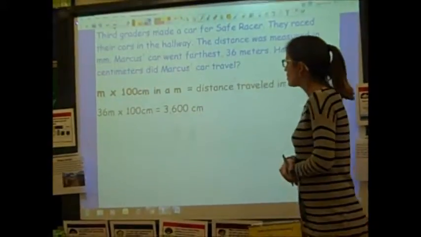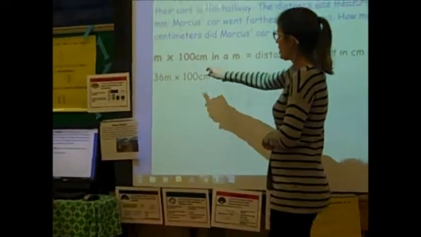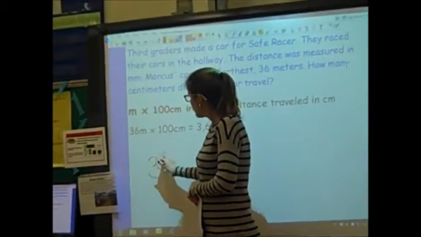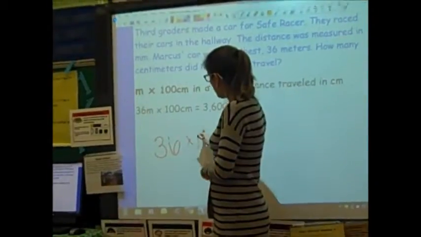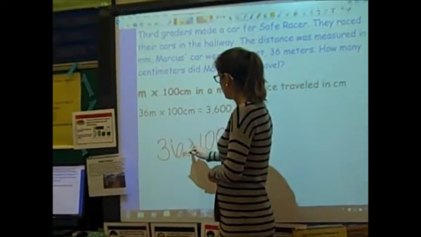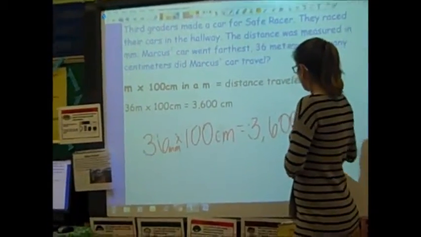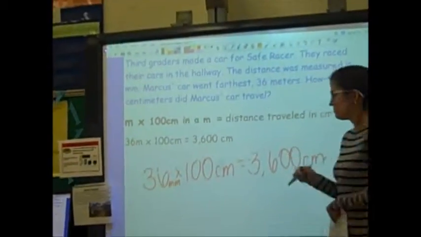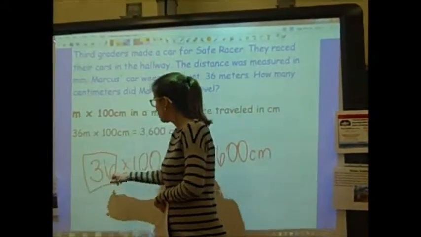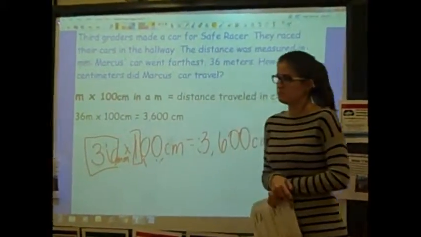So if we're taking 36 meters and trying to turn that into centimeters, we know that there are 100 centimeters in a meter. So we have 36 meters times 100 centimeters, which will give us a total of 3,600 centimeters. They can box their basic fact for multiplication, 36 times 1 and next to 2 zeros.